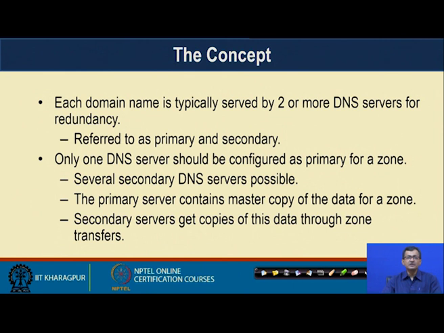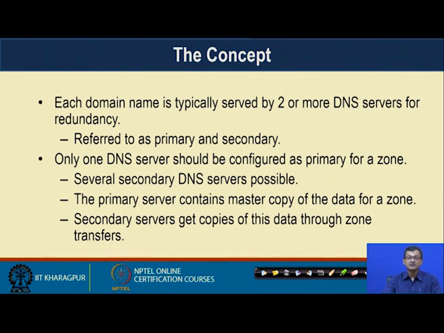So, conceptually each domain name is typically served by 2 or more DNS servers for redundancy. If there is a failure of one DNS, others should be able to resolve. Again, resolving primarily means mapping from name to IP. If one of the servers fails, the other server takes up the responsibility. Only one DNS server should be configured as primary of a zone. The primary server contains the master copy of the data of the zone. Secondary servers can get copies of the data through a zone transfer.